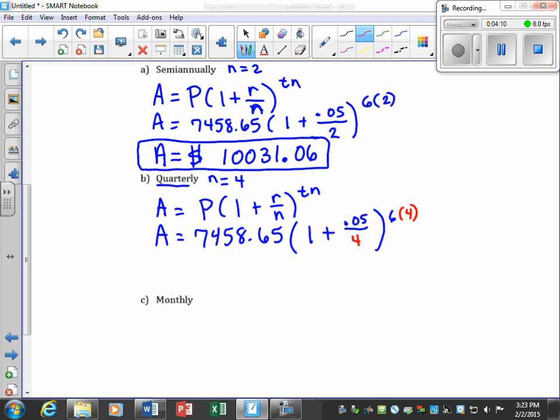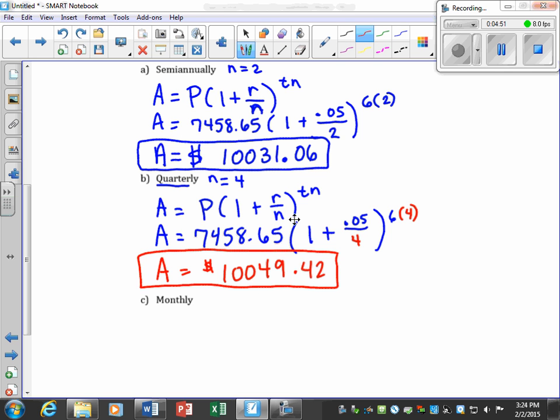So let's talk about how to put this in the calculator again. Like I said, if you want to try it all across and you put enough parentheses and do it correctly, it can be done, but to break it down into parts, put 0.05 divided by 4, hit enter, plus 1, enter. Raise it to the 24th power, hit enter, and then multiply it last to the 7,458.65, and we should get A is equal to $10,049.42.